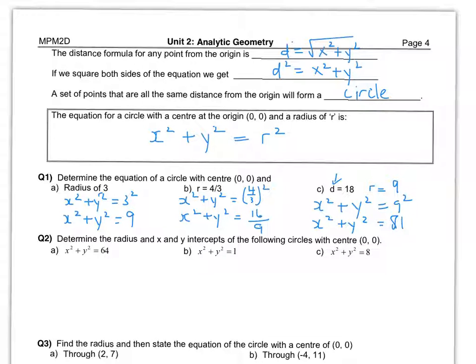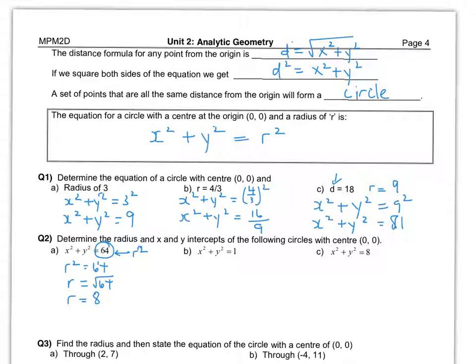Okay, number 2. Determine the radius and the x and y intercepts of the following circles with the center at 0, 0. So this value of 64, that represents the radius squared. So if the radius squared is 64, so r squared is equal to 64, to get the radius will be the square root of 64. And the square root of 64 is 8.